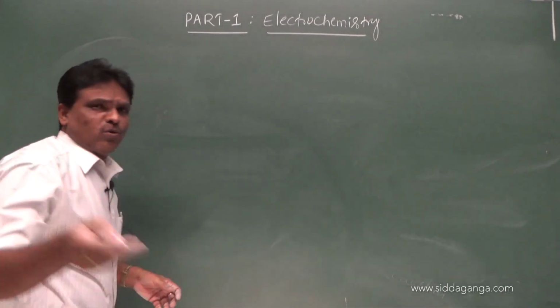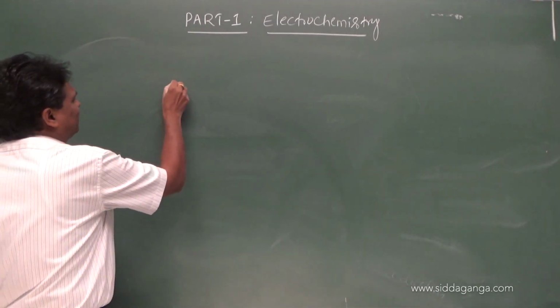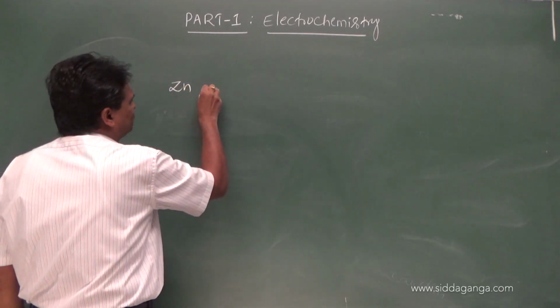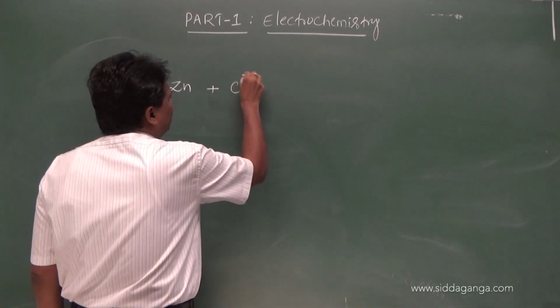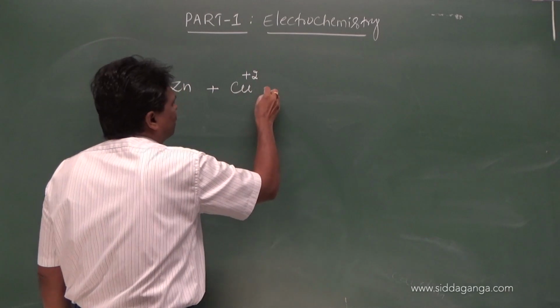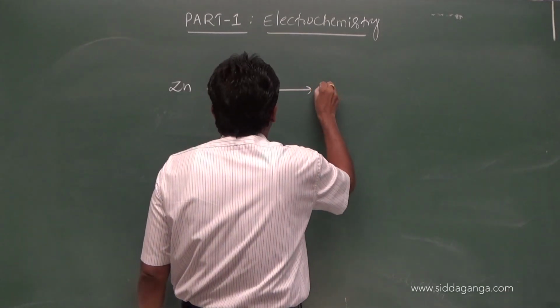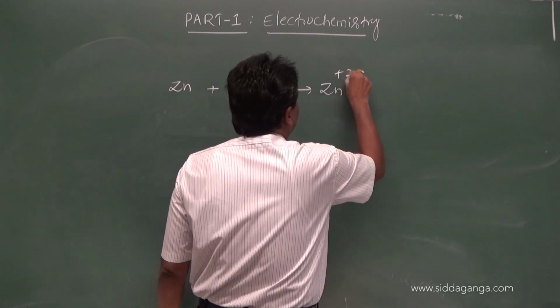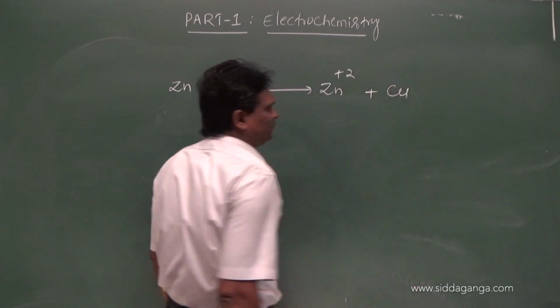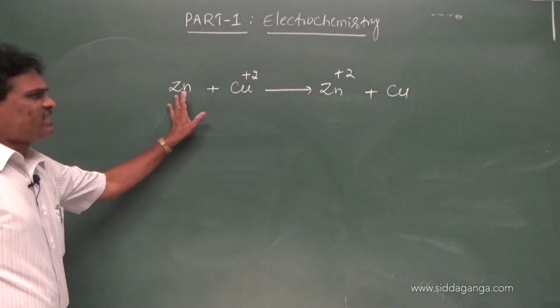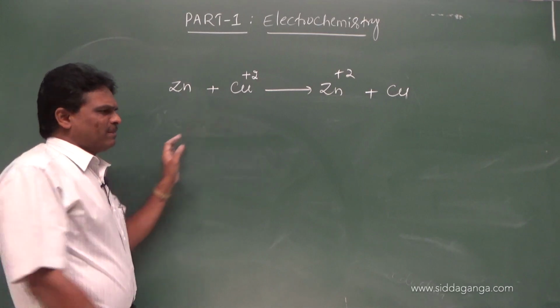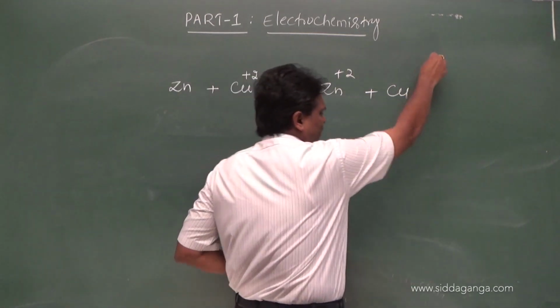So I will give one more example. Zinc reacts with copper ion to form Zn+2 plus Cu. If you add zinc to copper sulfate solution, it happens like this. So observe this question here.